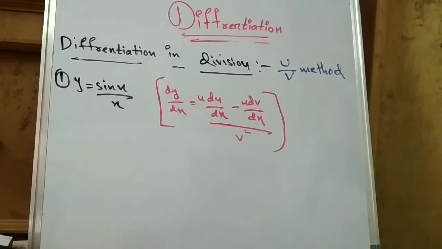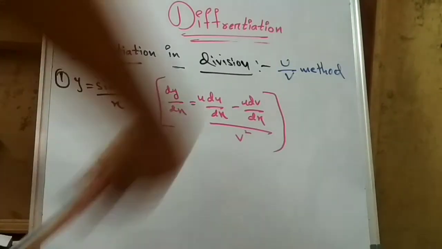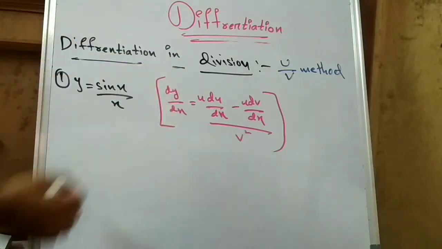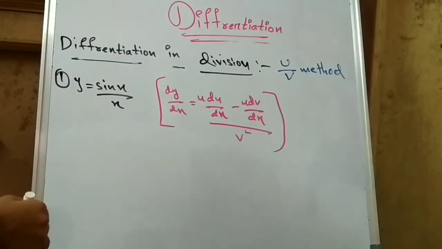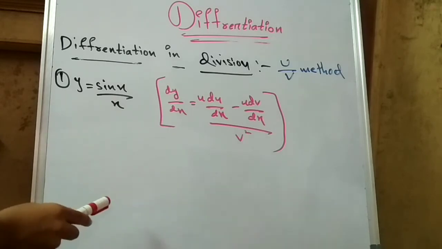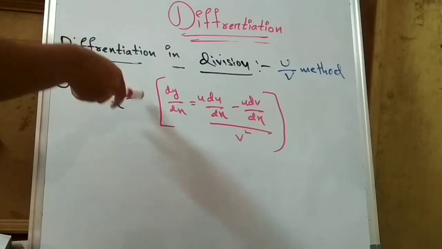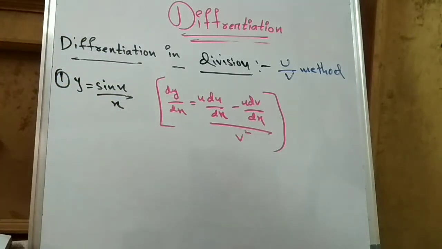Now we will discuss differentiation in division, which is also known as u by v method. So now y is equals to sin x by x. This is the formula. Dy by dx is equals to v du by dx minus u dv by dx, by v square. So v square means this denominator, okay, and u is the numerator.